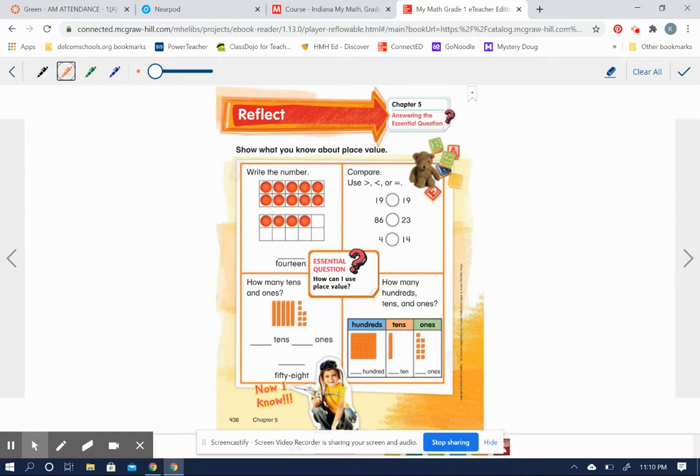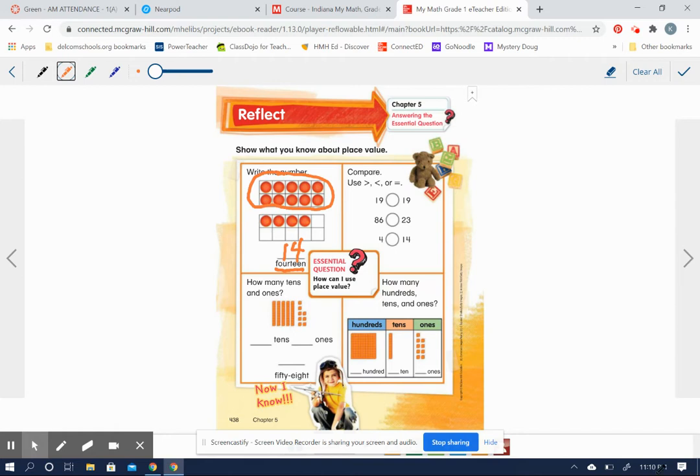So it says to write the number. We've got 10 frames. This is a complete 10 frame right here, so we know that's 10. We don't even have to count all those, do we? And if we count on the extra ones down here, count on from 10. Ready? 11, 12, 13, 14. And that's what goes on the line. And there you have the word that says 14.